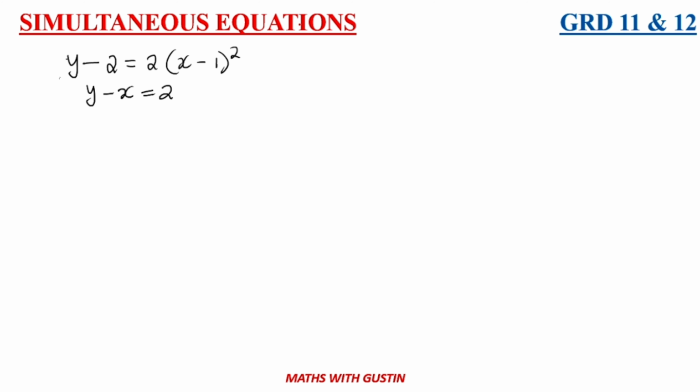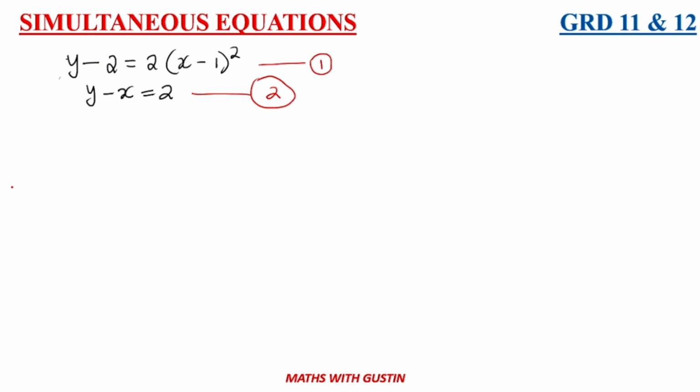All right, here's another example. Here we have y minus 2 is equal to 2 in bracket x minus 1 all squared. Y minus x is equal to 2. So we're going to mark this as equation number 1. And then the second one, we're going to mark this as equation number 2. Okay, great stuff.